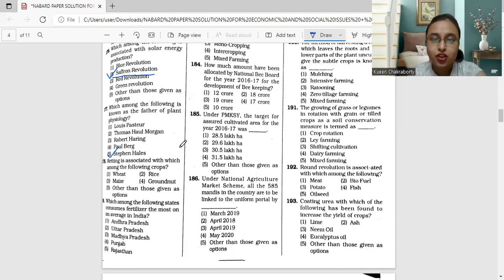Next, moving on to question number 178. Retting is associated with which among the following crops? Wheat, rice, maize, groundnut, or other than those given in the options. It's hemp or flax, which we see as linen.